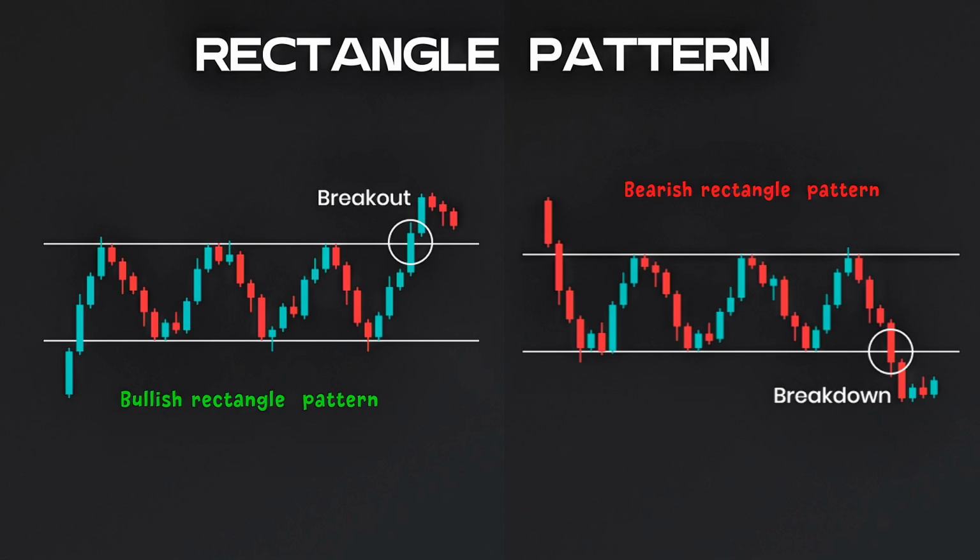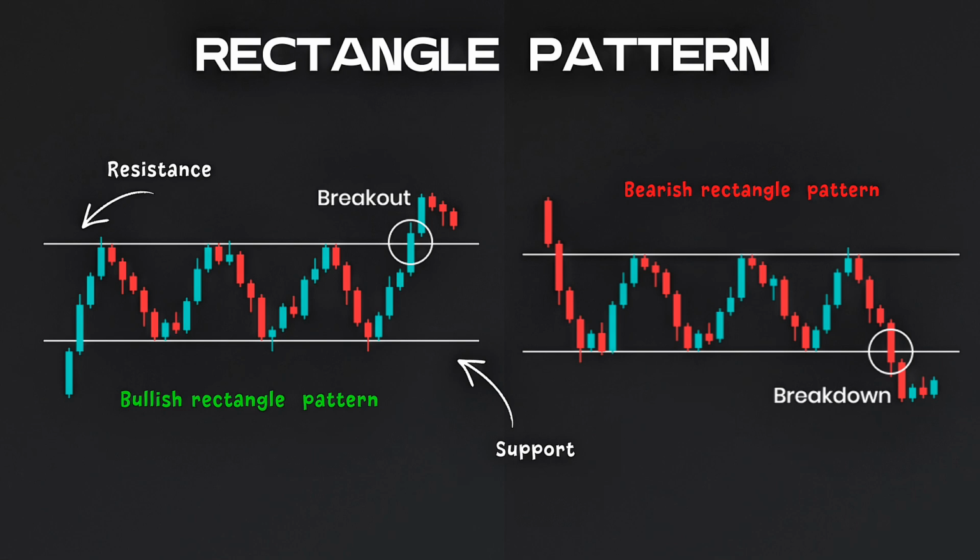The rectangle pattern is an indecision pattern. A rectangle pattern happens when the price moves up and down in a range. The top level is resistance, where sellers are active, preventing the price from going higher. And the bottom level is called support, where buyers are active, preventing the price from going lower. When the price bounces back and forth between these levels, it means that buyers and sellers are in balance. Neither buyers nor sellers are dominating.